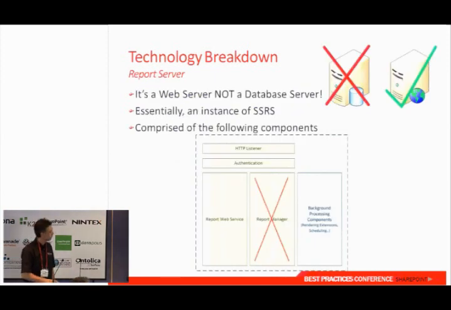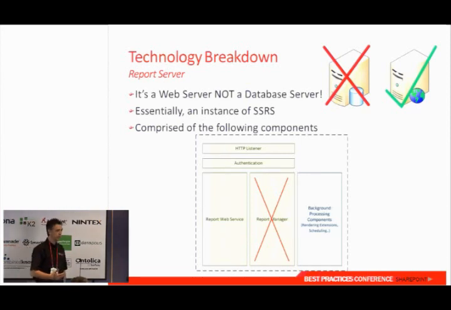So if we look at a report server, as I said, it's a web server, it's not a database server. So the first kind of bad practice is that instantly administrators will go to their database server, install reporting services, and then essentially open up lots of HTTP traffic to your database server. It's an instance of reporting services, and you can have multiple instances, and it's really comprised of those components. That's really a very basic topology of a report server.